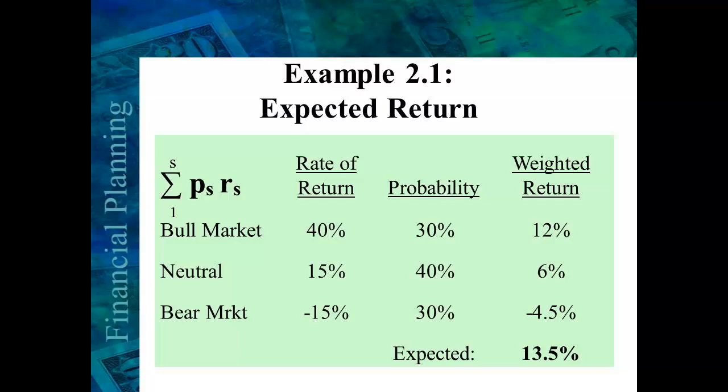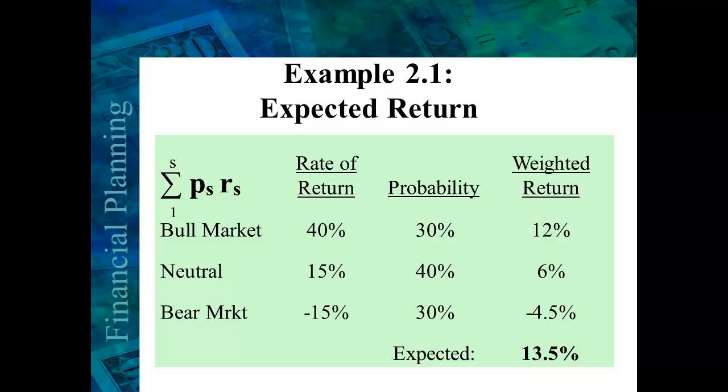A security's expected return is the sum of each scenario return that has been multiplied by its probability. In other words, the expected return is the sum of the weighted scenario returns, where the weight is the probability of the scenario occurring. In this example, the bull market expected return is 40%, and the probability of a bull market happening is 30%. 40% times 30% means a weighted scenario return of 12%.